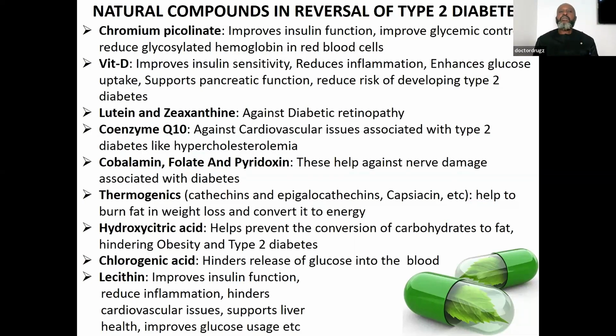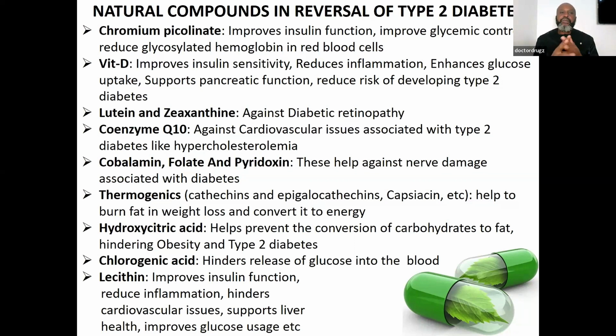Chromium picolinate improves insulin function, improves glycemic control, reduces glycosylated hemoglobin in red blood cells. Can you imagine? That HbA1c people measure, when it is above about 6 point something, the person is having high risk or already having diabetes.